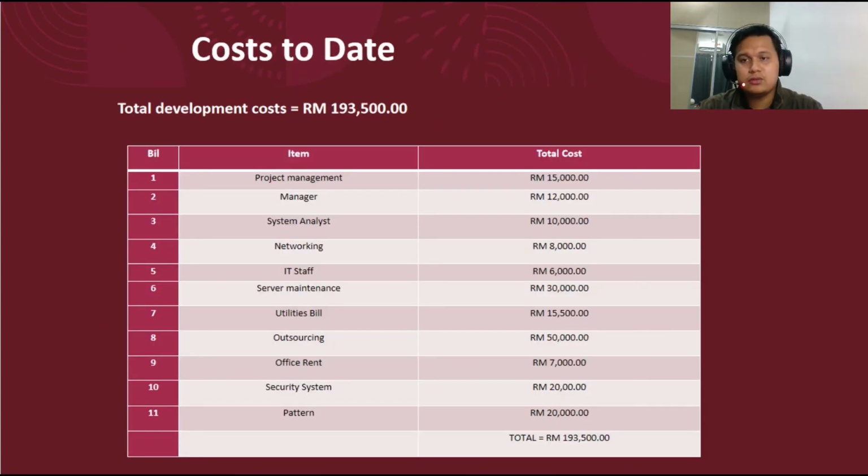And this is cost to date. The total development cost is 193,500. The items are project manager, system analyst, networking, IT staff, server maintenance, utility bills, outsourcing, office rent, security system and pattern. So the other side is the cost, and the total is, just like I said, 193,500. And that's all from me.